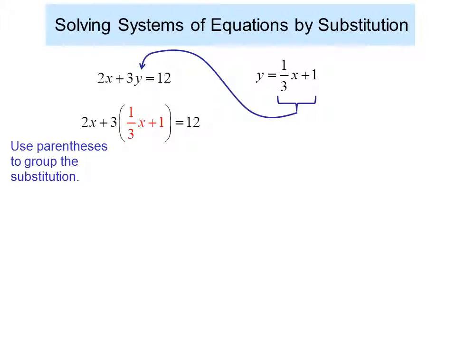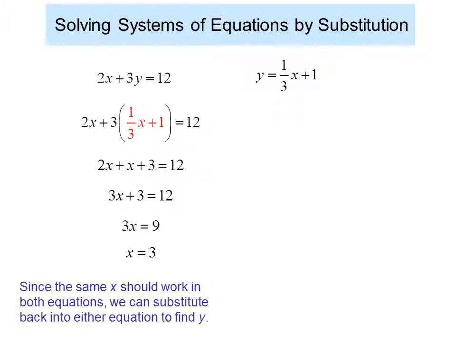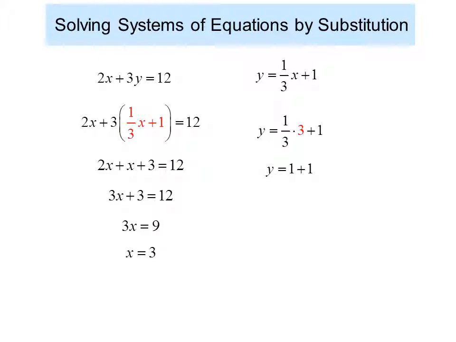Now, since there are no like terms in the parentheses, we can use the distributive property to clear the parentheses. 3 times 1/3 is 1, and 3 times 1 is 3. Now we collect like terms and solve for x. We get x equals 3. Since the same x should work in both equations, we can substitute back into either equation to find y. We have room here, so we substitute in for x and we get y equals 1/3 times 3 plus 1. Canceling the 3, we get 1 plus 1, or 2. So x equals 3 and y equals 2.